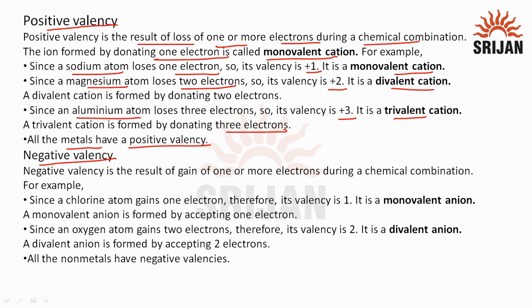Now the negative valency is formed as a result of the gain of one or more electrons during a chemical combination. For example, a chlorine atom gains one electron and forms Cl-, so its valency is 1, a monovalent anion. Another example is the oxygen atom, which gains 2 electrons and its valency is 2, so it is a divalent anion. It is formed by accepting 2 electrons, and basically all the non-metals have negative valencies.